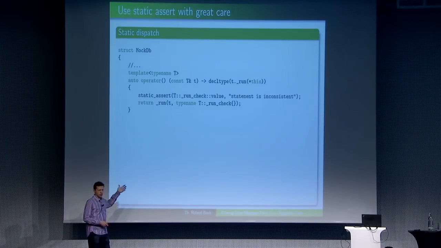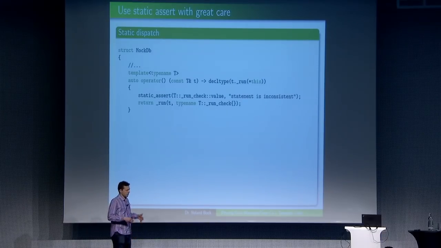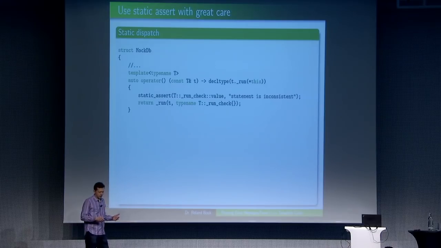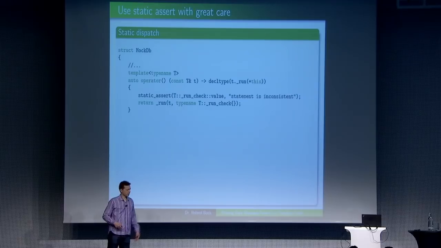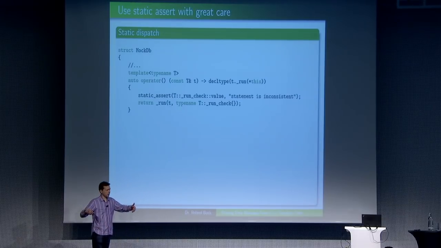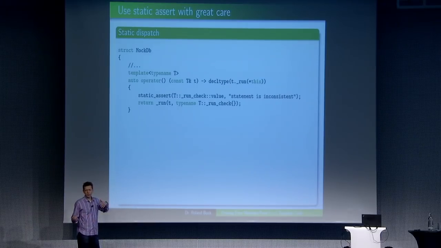So this run check is a return value for a meta function. You use this type as a helper argument in calling a helper function. So first you do the static assert, then you use the type of the run check, which is either a true type or a false type, and call a helper function.